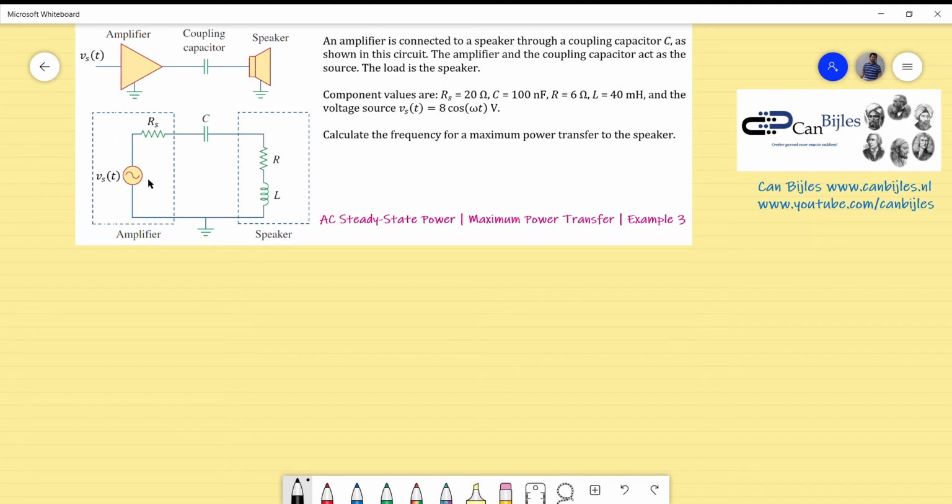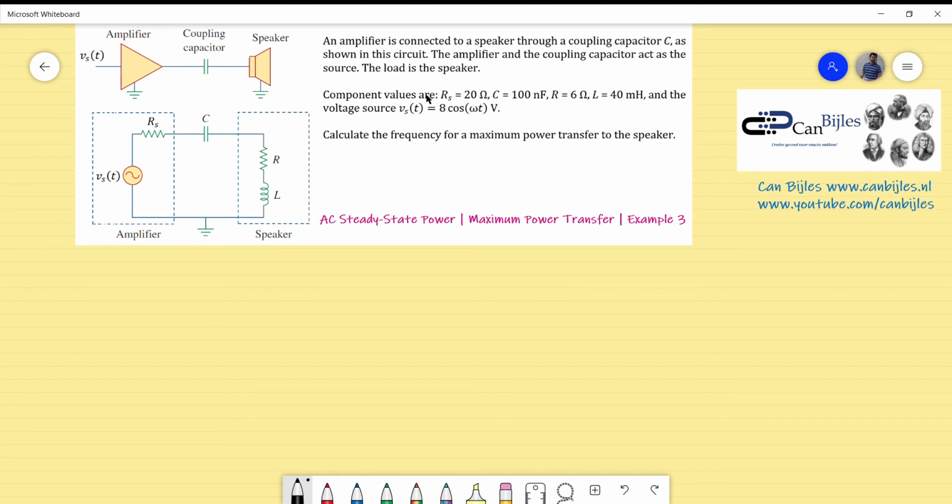So the amplifier is modeled by a voltage source in series with the internal resistor RS, and the coupling capacitor is just one capacitor C, and the speaker is modeled by a series resistor and inductor, so a series RL circuit. The amplifier is connected through the coupling capacitor to the speaker. The amplifier's internal resistor and the C will act in this example as the source, and the load will be the speaker, so that will be the series combination of the R and the L.